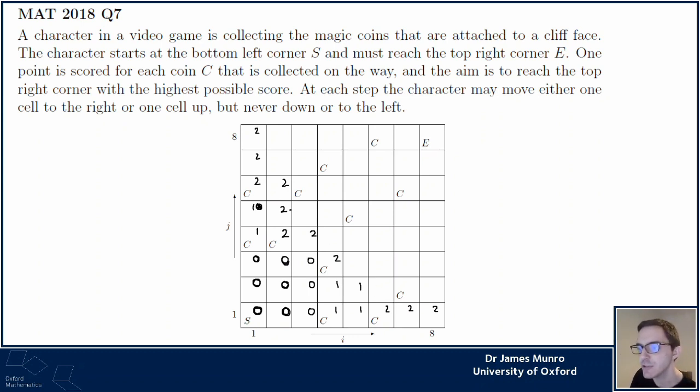2 or 2, I'd like 2. Here, 2 or 2, it doesn't matter, but I'm going to choose 2 and pick up a coin. So 3, that's looking pretty good. 2 or 2 here, but at least I pick up a coin. 2 or 2, 2.